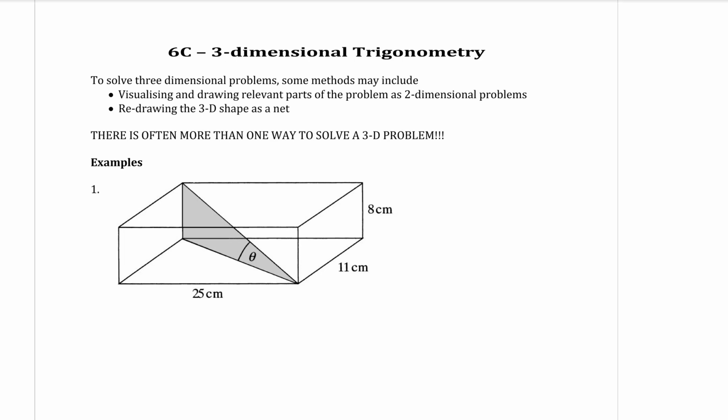Three-dimensional problems, some methods may include visualizing and drawing relevant parts of the problem as a two-dimensional problem. So sometimes if it's too tricky to see what's going on three-dimensionally, just take out the part that you're interested in and draw it as a two-dimensional problem. Redrawing the three-dimensional shape as a net could also be helpful. You may not need to do that if you can visualize what is happening in the diagram.